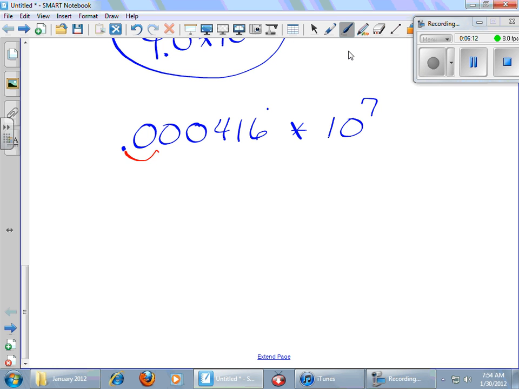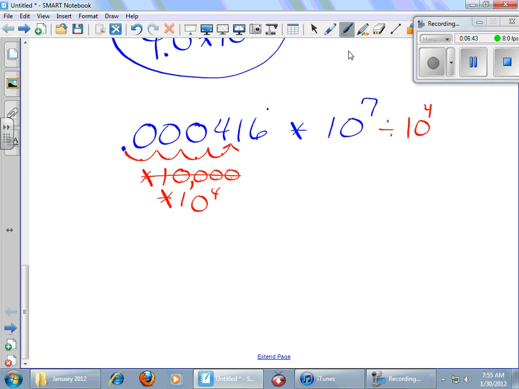I needed to go 1, 2, 3, 4 places, which means I'm going to multiply by 10,000. Where did I get 10,000 from? Well, there are 4 zeros: 1, 2, 3, 4. But if I multiply that by 10,000, I'm going to have to divide it over here by 10,000. Well, 10 to the 4th, isn't that the same thing? In fact, you can just say, I'll multiply by 10 to the 4th power.